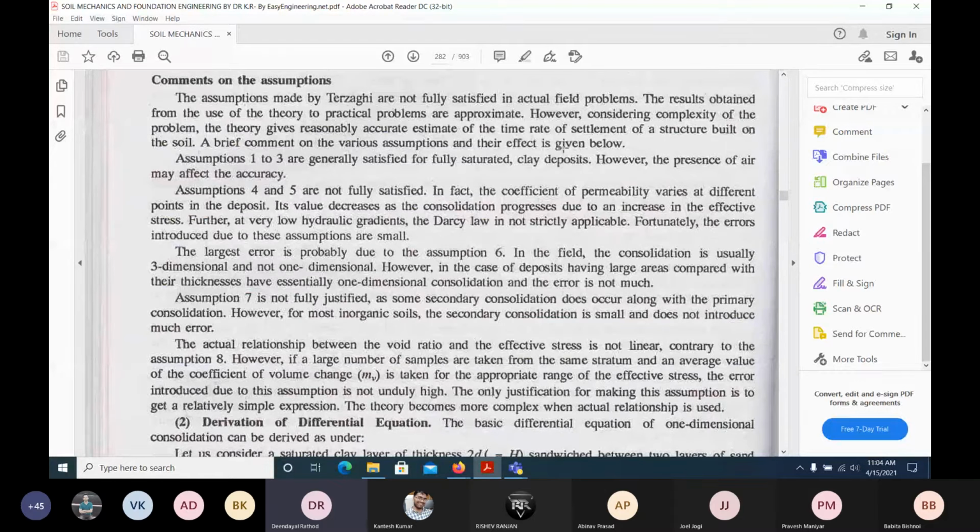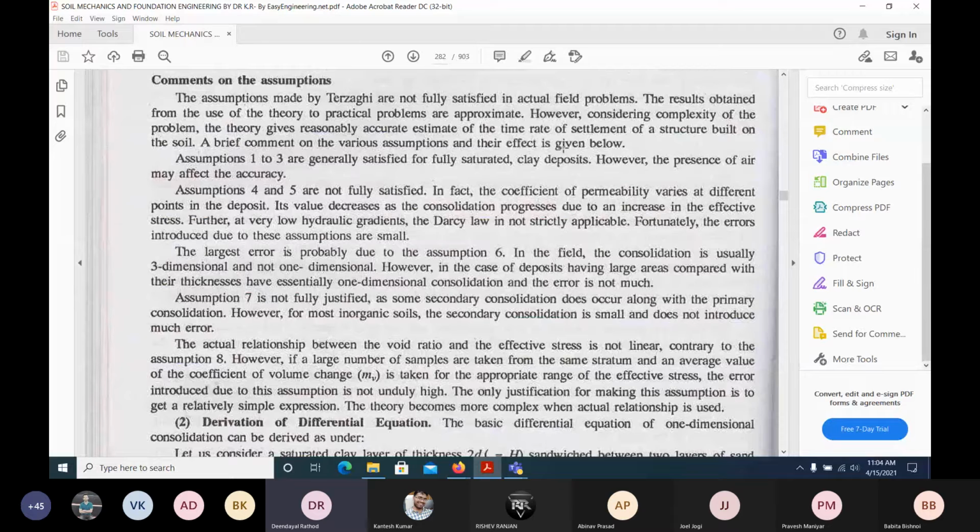A brief comment on the various assumptions is given. Whatever we are seeing is just an approximation, but it is observed that it gives very good results. The rate of consolidation is also measured. Assumptions 1 and 3 are generally satisfied for a fully saturated clay deposit. However, the presence of air may affect the accuracy. Sometimes we assume full saturation, but there may be some air in the water.